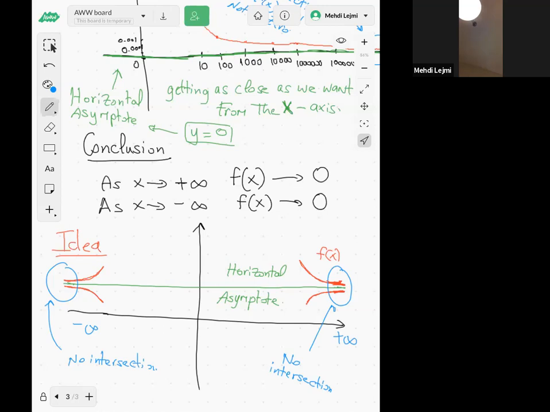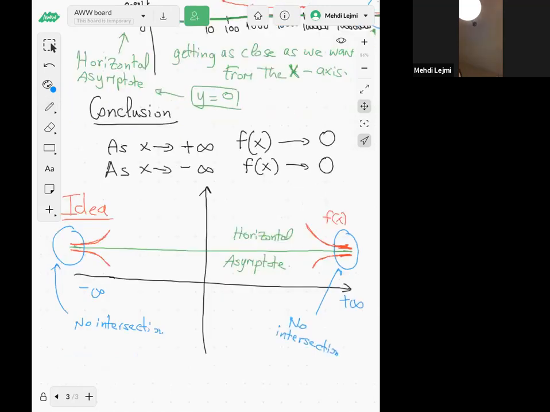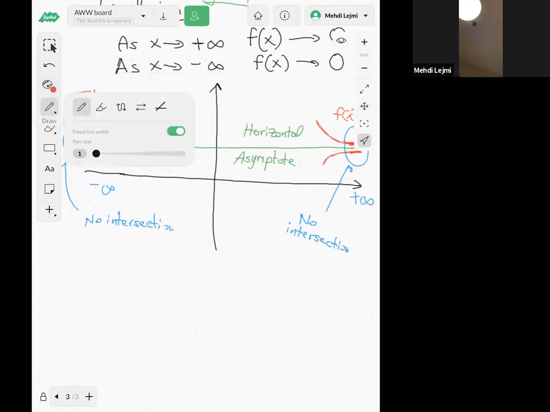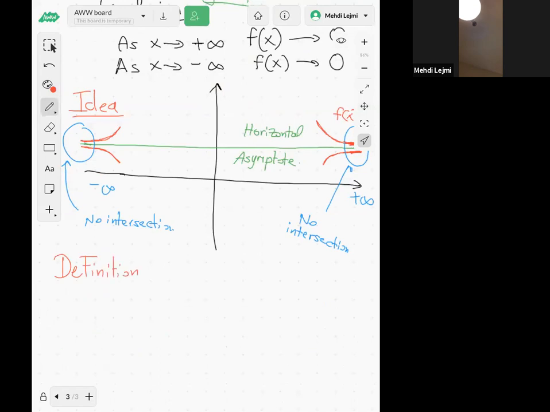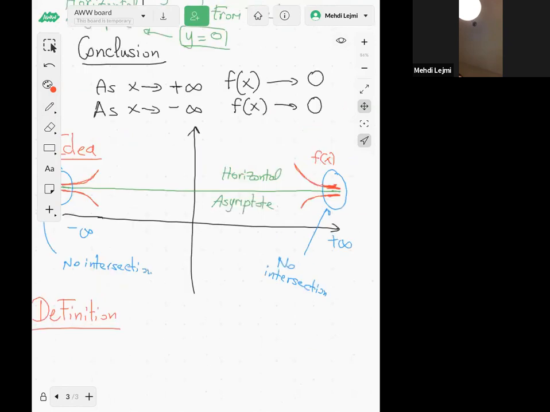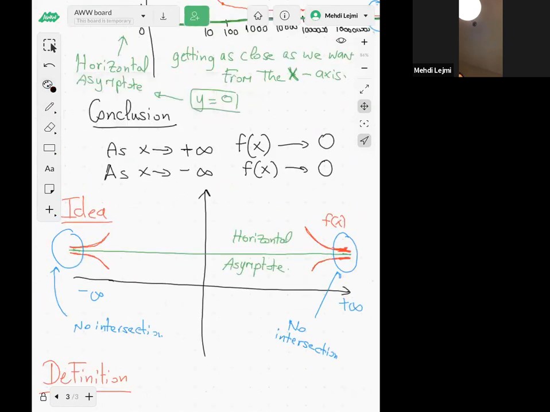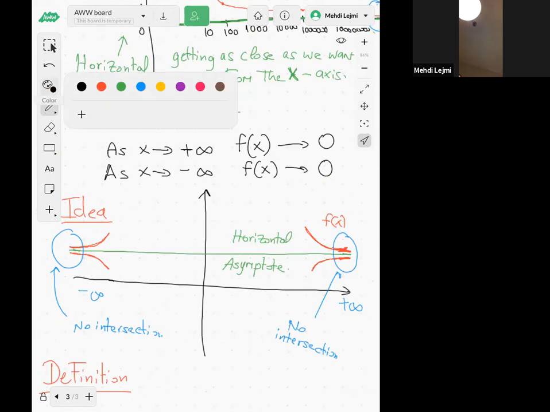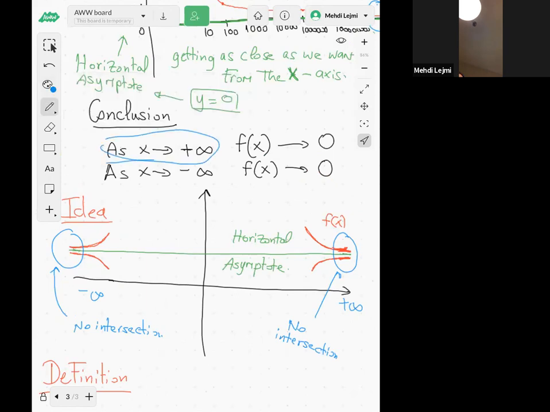Now the formal definition of the horizontal asymptote, I can write it down for you. Definition. As you can see from what we are saying, you're going to have a horizontal asymptote if, as x approaches positive infinity or negative infinity, the values of function f approach some number. Here it's 0, but it could be any finite number. So the definition is the following.